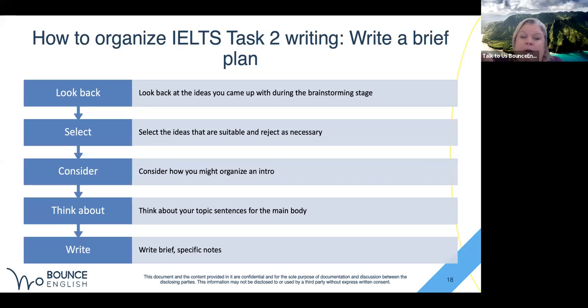You can think about how you're going to have your introduction, what topic sentences you might have in your main body. Remember, for an IELTS Task 2 question or answer, you should have at least 4 paragraphs. You can have more, but you should definitely have 4. An introduction, then 2 paragraphs in the main body, and then finally a concluding paragraph. So think about how you might organize that and what your topic sentences might be. And then you use what you brainstormed to fill that in.